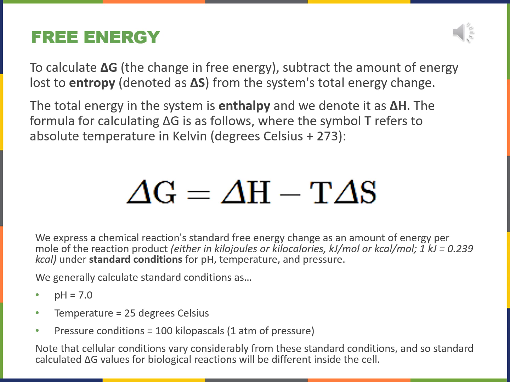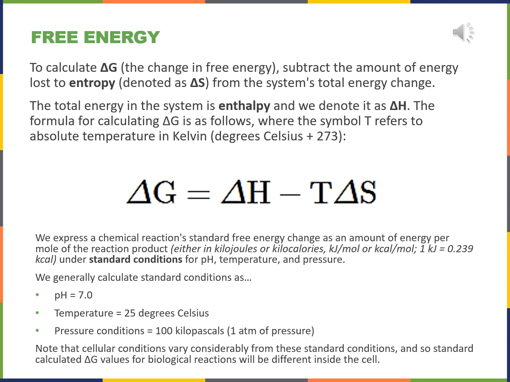In other words, Gibbs's free energy is usable energy, or energy that is available to do work. Every chemical reaction involves a change in free energy, called delta G. We can calculate the change in free energy for any system that undergoes such a change, such as a chemical reaction. To calculate delta G, subtract the amount of energy lost to entropy, denoted as delta S, from the system's total energy change. The total energy in the system is enthalpy and we denote it as delta H.